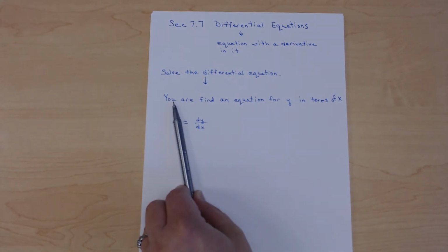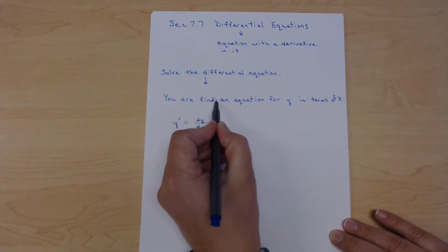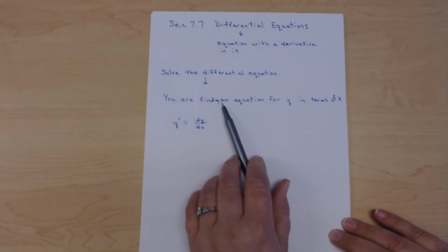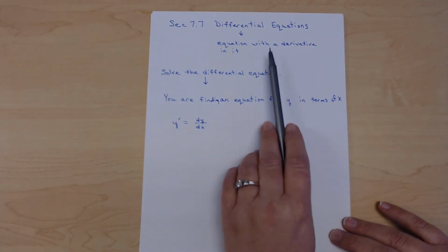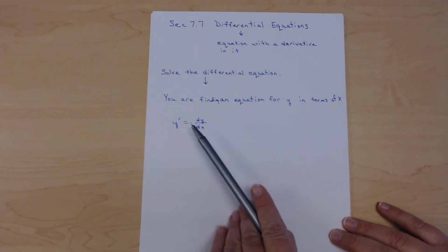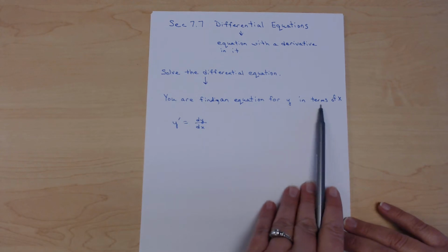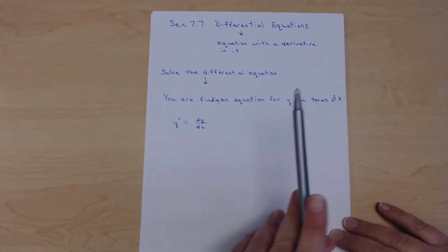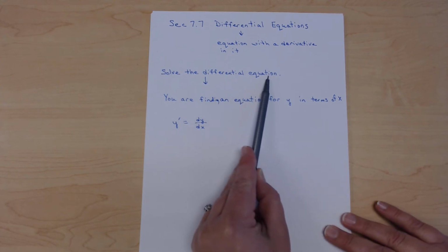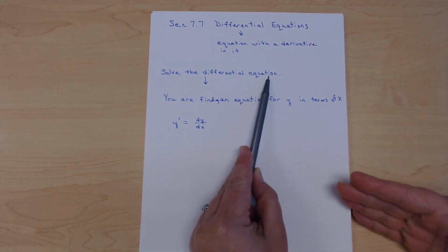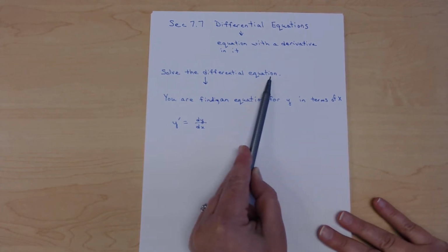You are finding an equation for y in terms of x. Okay, so there's going to be a derivative in it. We kind of want to go back to the original. You are finding an equation for y in terms of x. And then really, we're going to go right to examples. We're going to go ahead and solve the differential equation. We're going to go back.